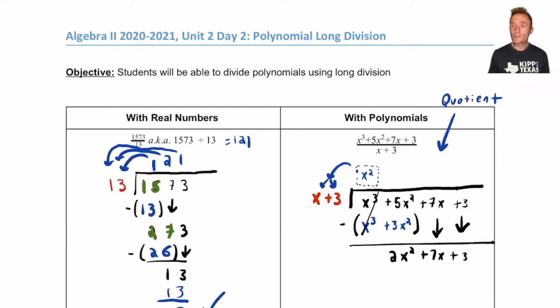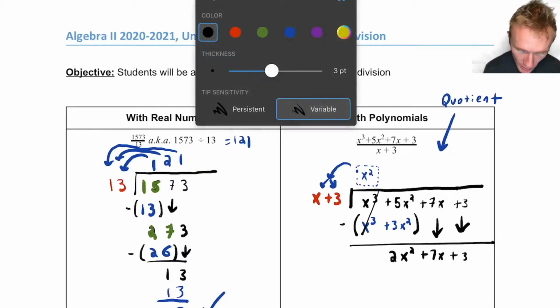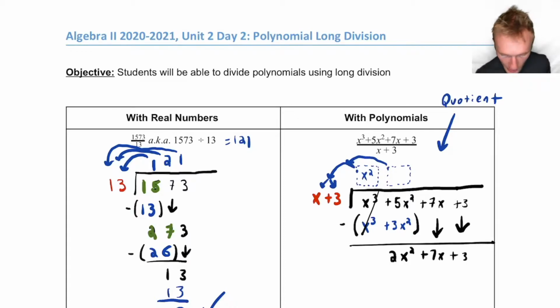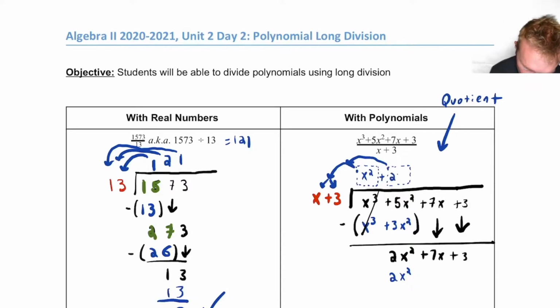Take a look at that, because if you can do that, you can do the entire thing, because now it's just repeating the process. But now I'm asking myself, what could I multiply again by x? What could I multiply by x plus 3 to give me 2x squared? So the goal is to make 2x squared down here. Sometimes I like to just rewrite it there right from the get-go. And it's going to be a positive 2x.